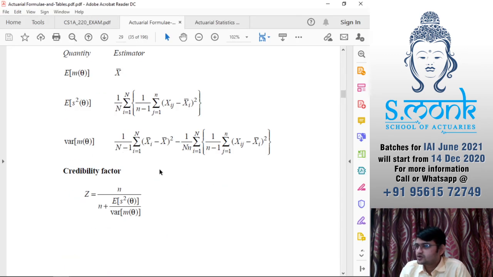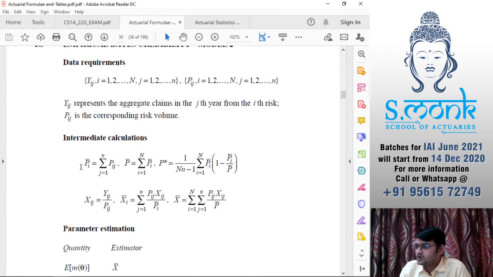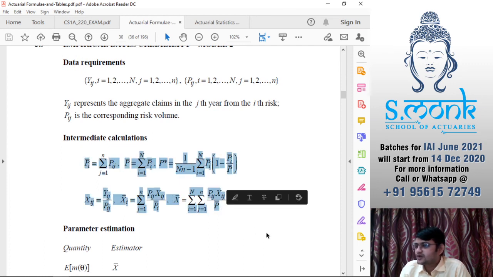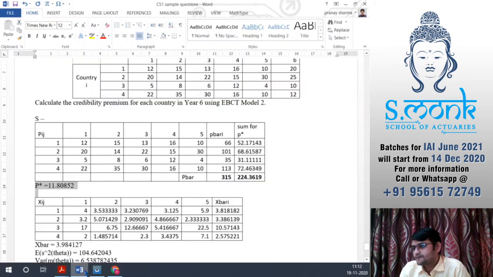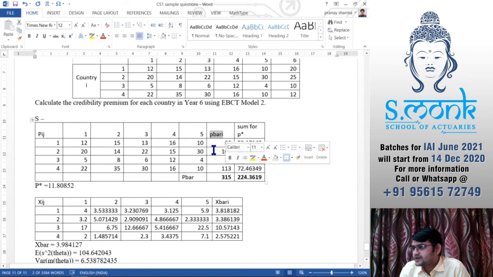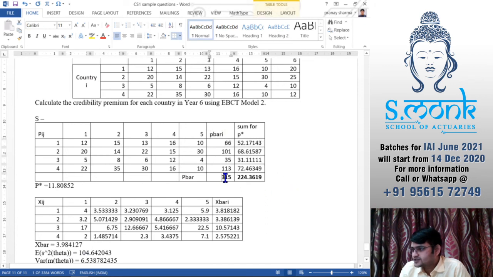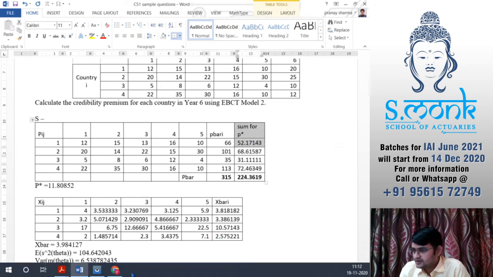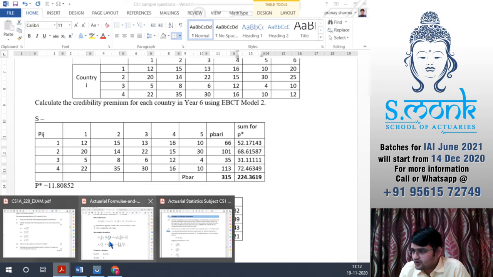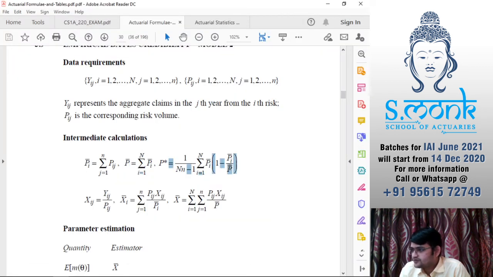In the table book, you can see EBCT model 2. These are the intermediate calculations that you will have to do beforehand. So first you will have to calculate your P star, you will have to calculate your P bar I and P bar. So you can see this is our P bar I's and this is going to be our P bar. This is sum for P star. Instead of writing what the formula is, I have written it is sum for P star. So sum for P star would be this. This is what I am calculating there, and then divide by this value.